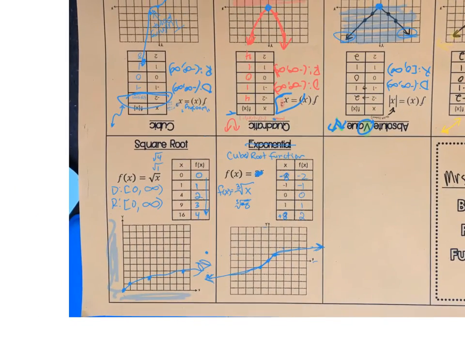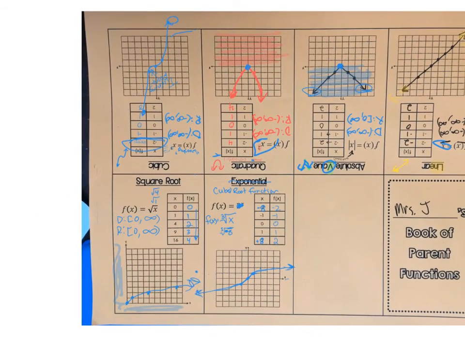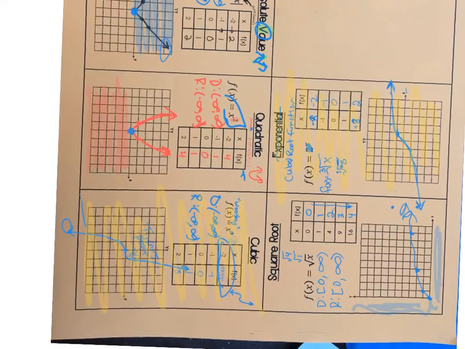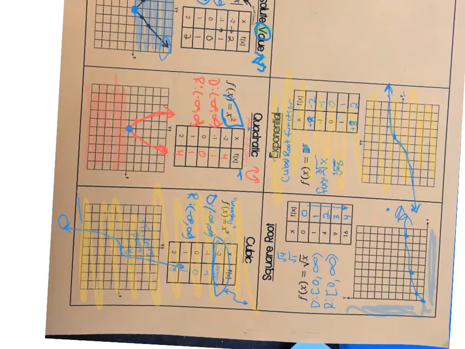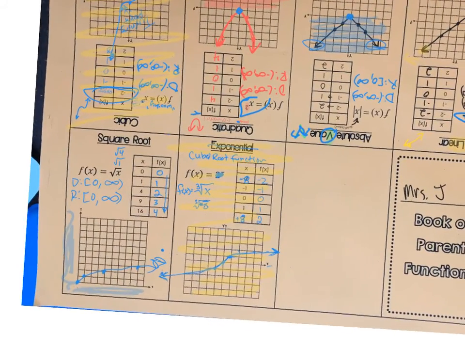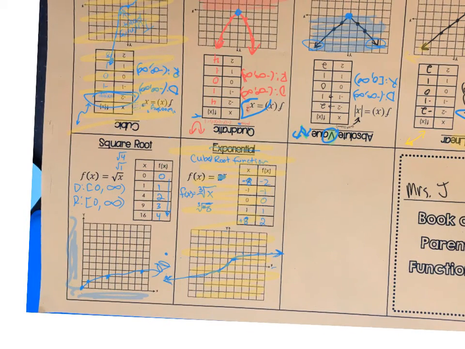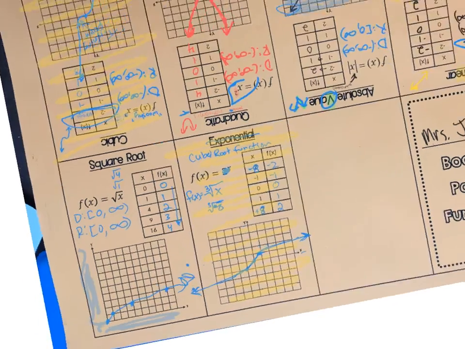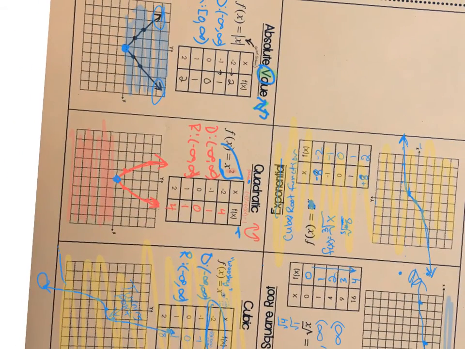Hey, notice something. This function right here, the cube root function, looks an awful lot like the cubic function turned on its side. So if I turn this on its side, it's the same as the cubed root function. And if I look at the square root function, it's kind of the same as when I turn that quadratic on its side. But why doesn't it have the other part?